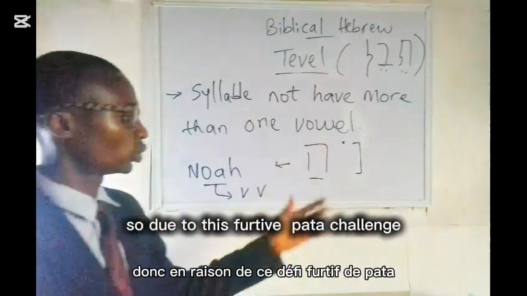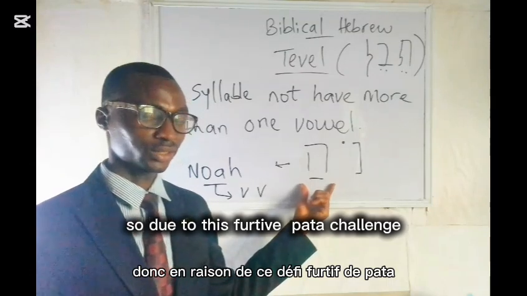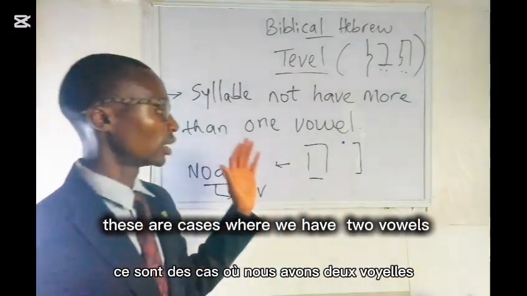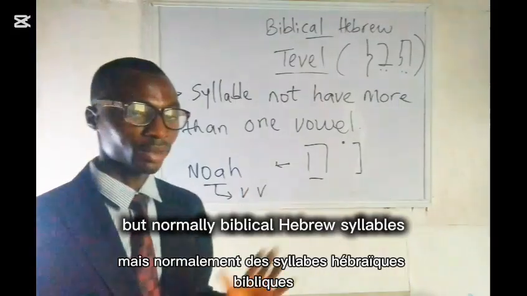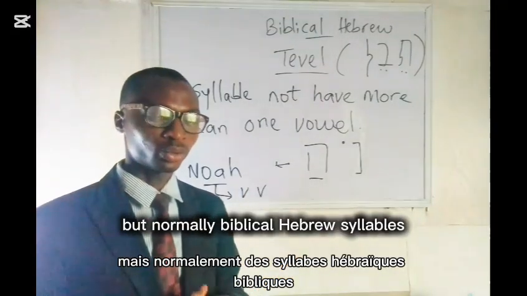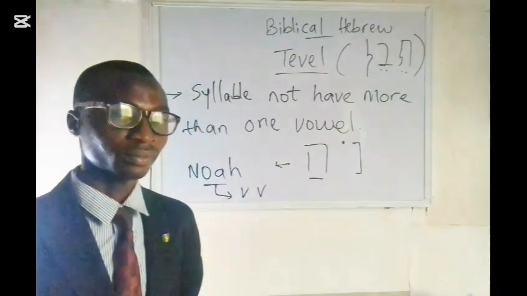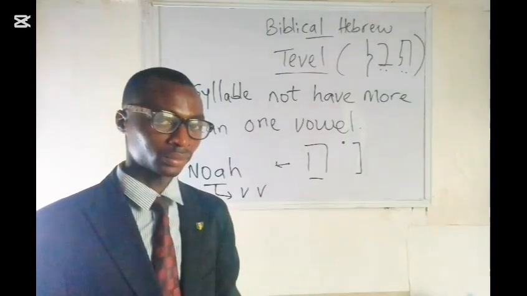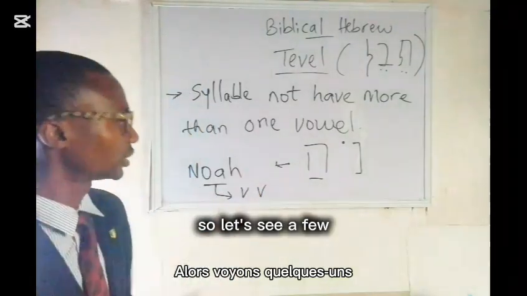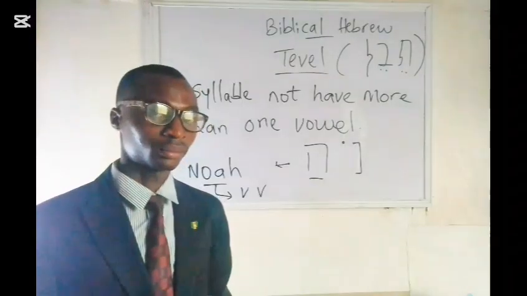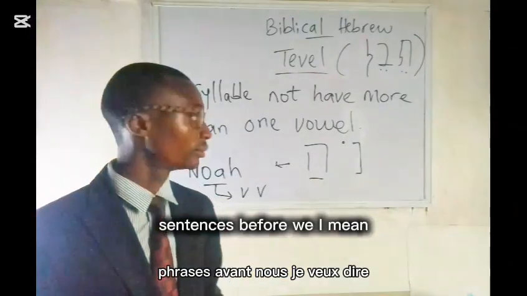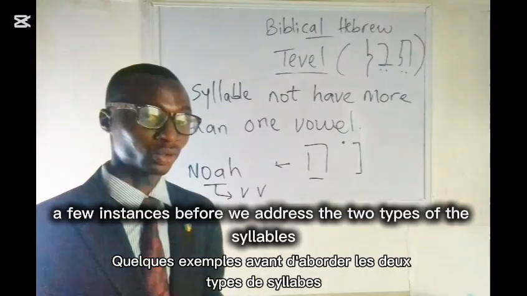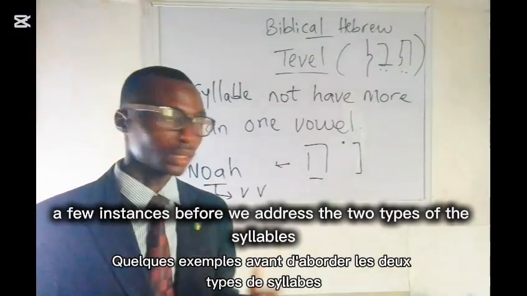So due to this 40th pattern challenge, these are the cases where we have two vowels, but normally biblical Hebrew syllables have just one vowel. So let's see a few instances before we address the two types of syllables.